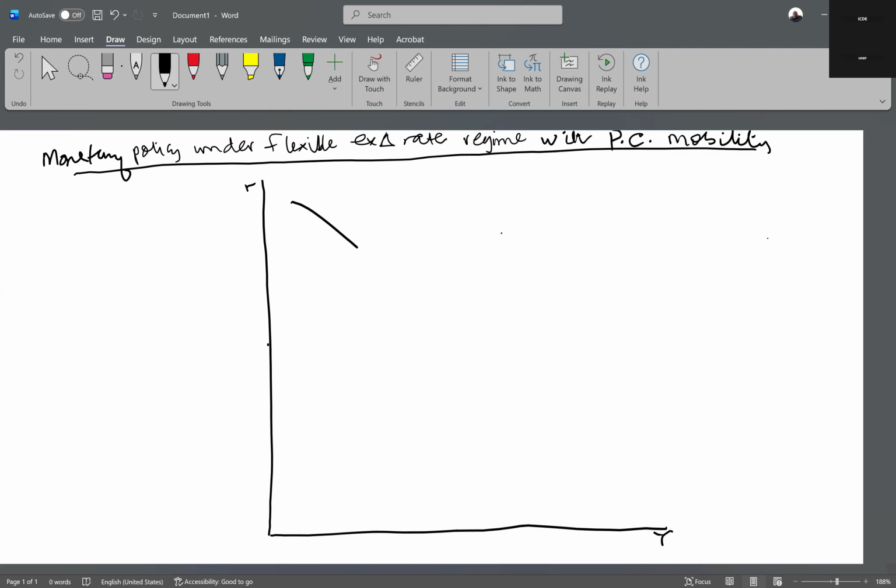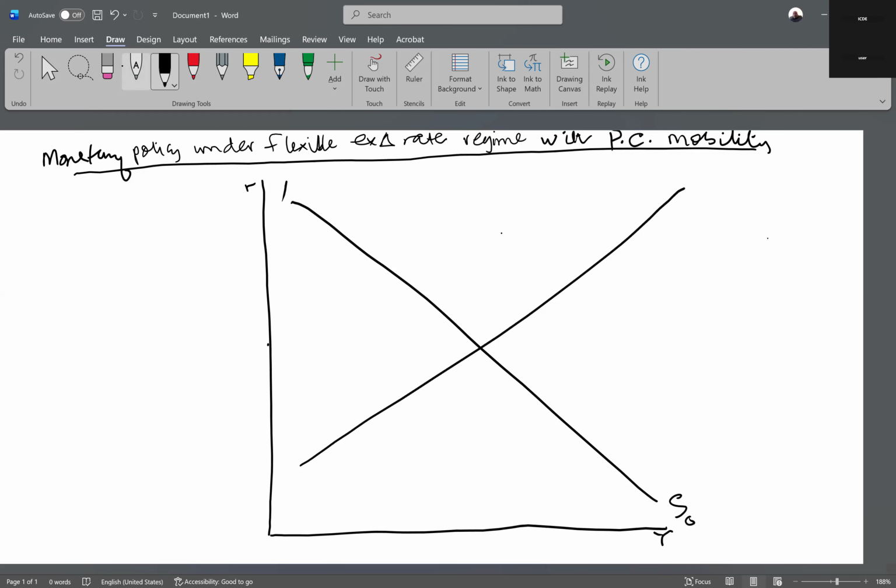So this is our IS curve, call it IS0. This is our LM curve, call it LM0. This is our BP curve.